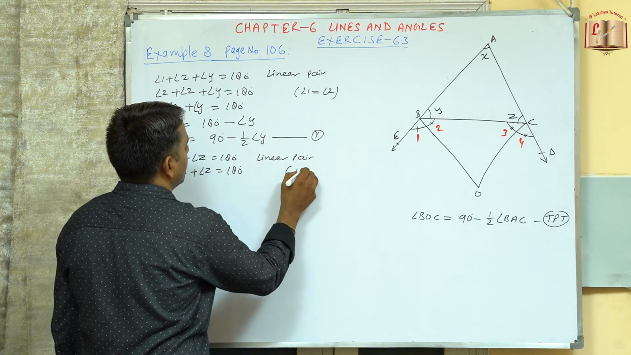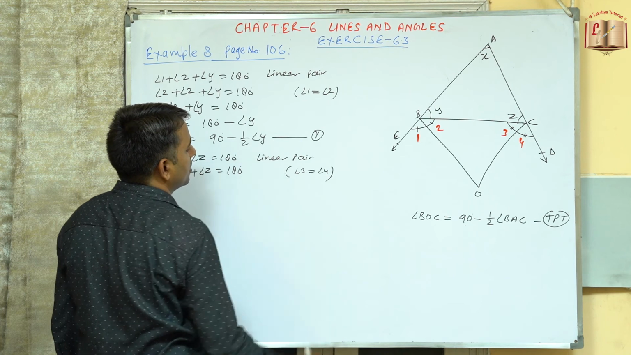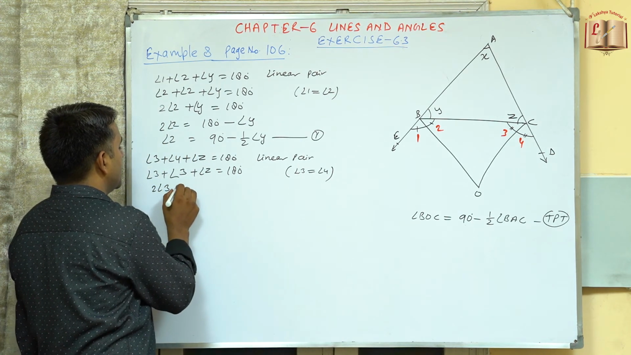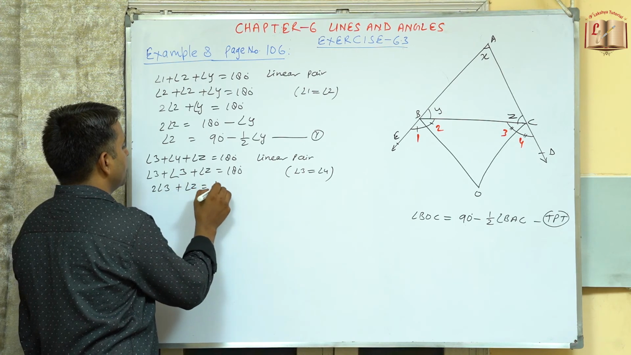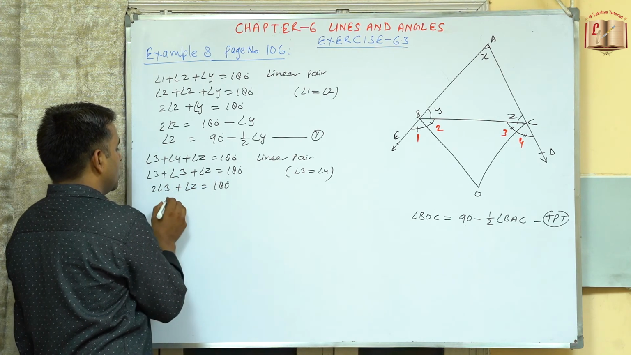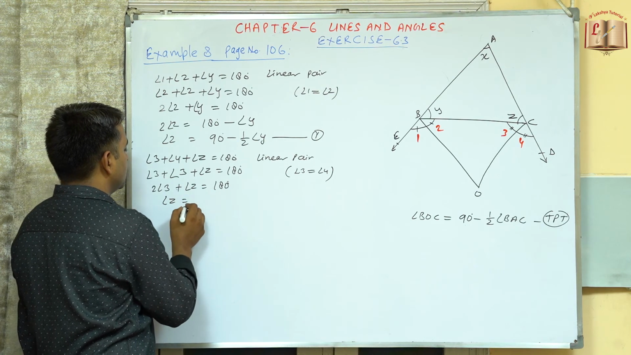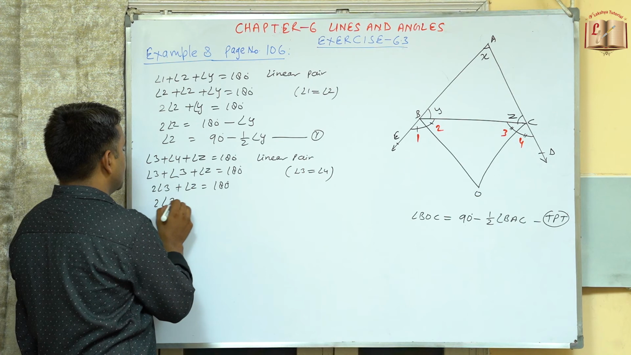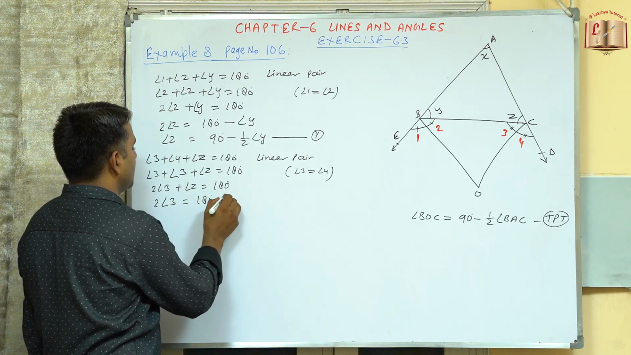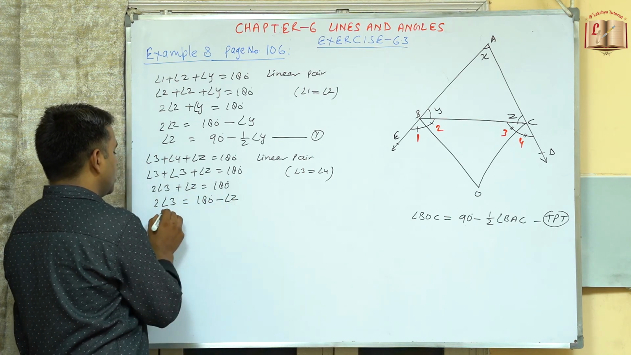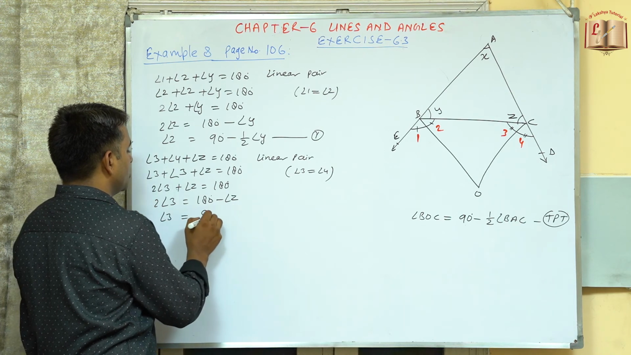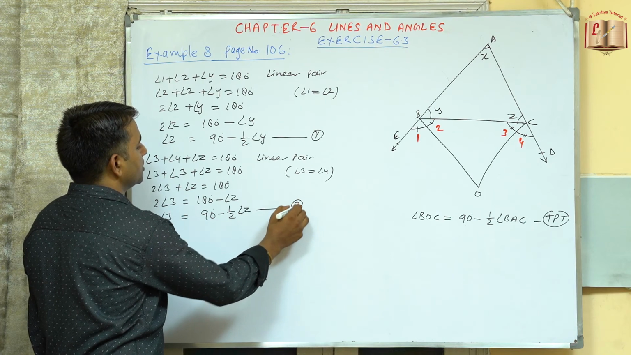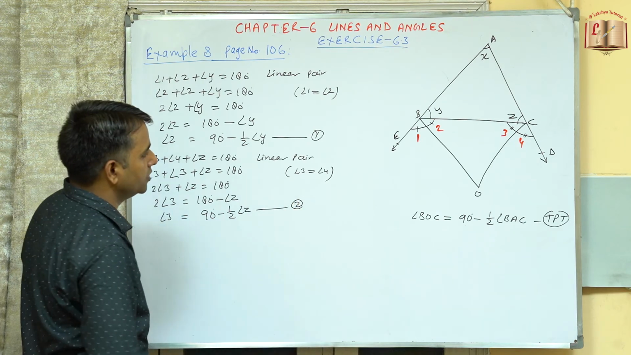I can write angle 3 is equal to angle 4. This is already given to us. So twice of angle 3 plus angle z will be equal to 180 degrees. Twice of angle 3 will be equal to 180 degrees minus angle z, or angle 3 will be equal to 90 minus half of angle z. So this is equation number 2.